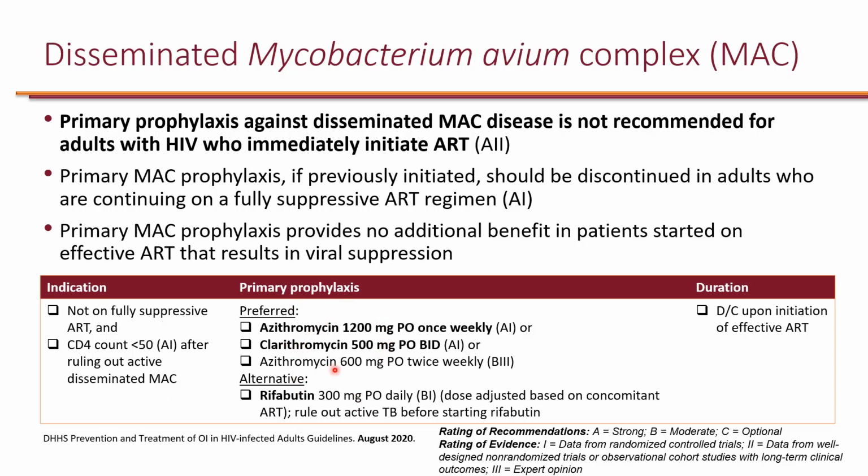Now, alternatives to macrolides include rifabutin, basically once a day, and the dose has to be adjusted if there are agents in the ART that will interfere, or I should say interact, with this drug. And we will talk more about this class of rifamycins in general when we talk about tuberculosis.